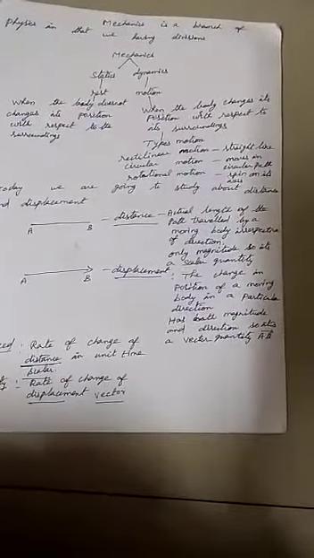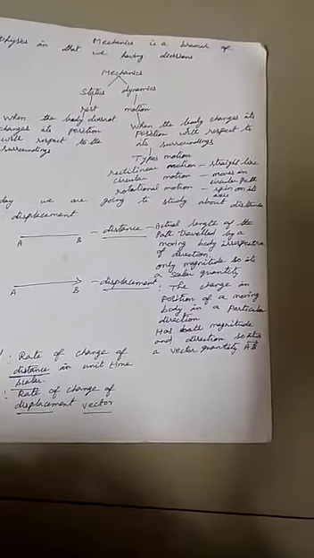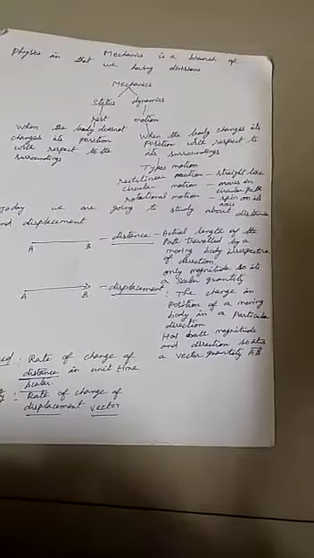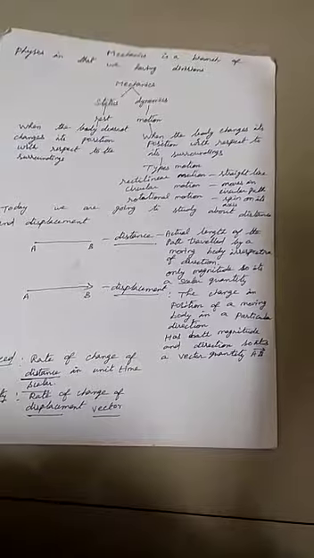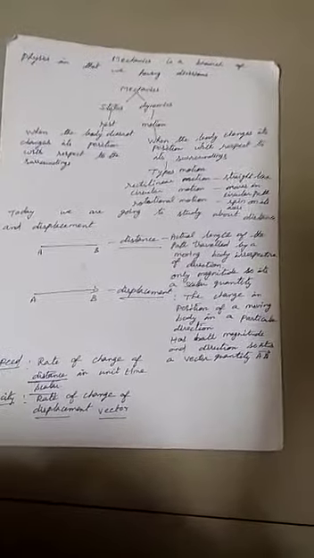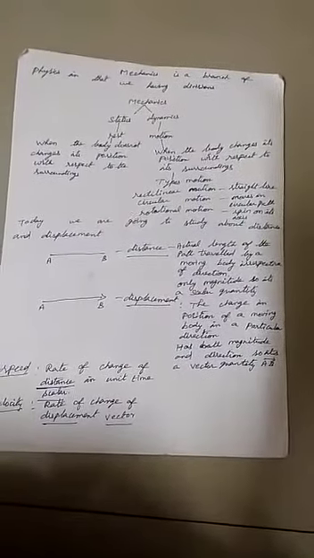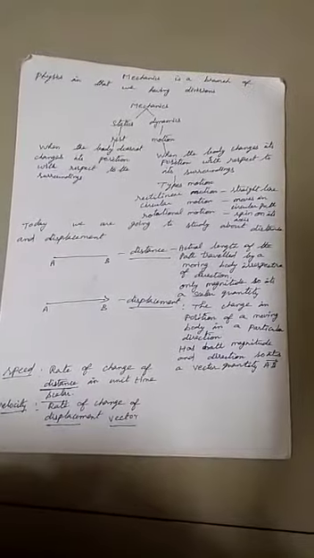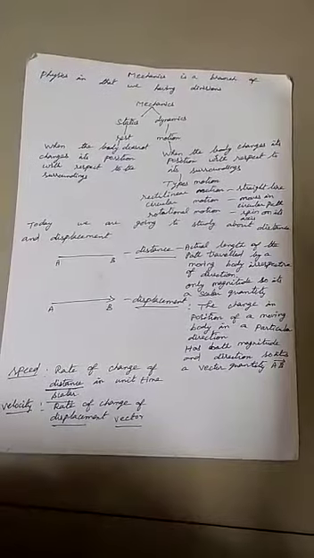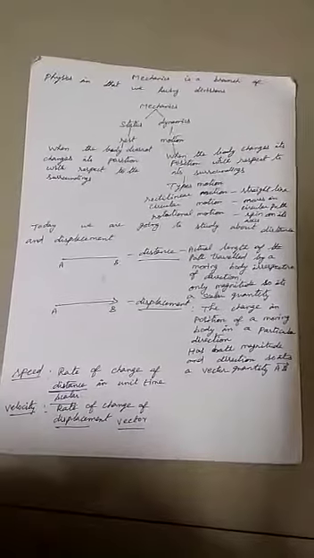The actual length of the path traveled by a moving body irrespective of direction. Irrespective of direction means what? We are not mentioning the direction. In which direction the body is moving, that's not mentioned. But the body is traveling some distance. Without mentioning any direction, then we call that distance. The actual length of the path traveled by a moving body irrespective of direction.